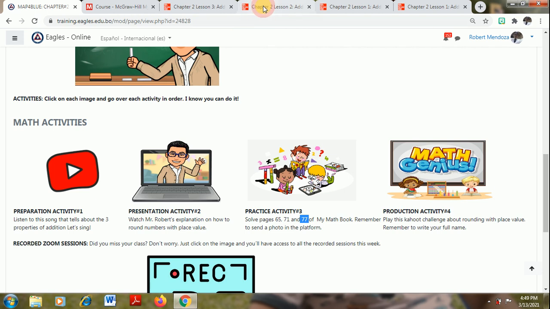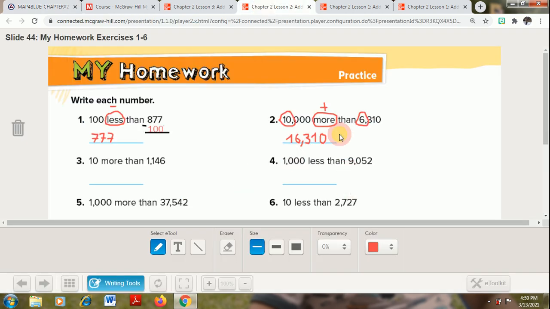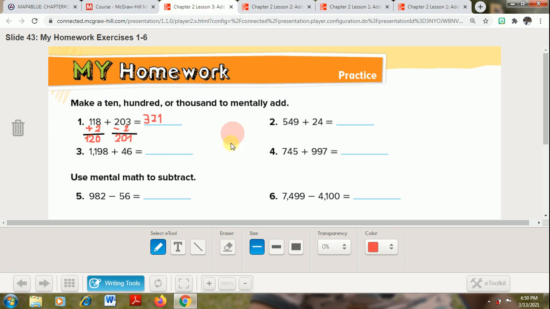Okay, here, let me see. Yeah, here it says make a 10, 100, or 1,000 to mentally add. So this is the original addition. Look, 118 plus 203. What we are gonna do is to make these numbers a 10. I will use the strategy of using a 10. How can I make a 10? So I need to transform the number 18 to 20. So I will add 2. Look, 118 plus 2 equals 120.